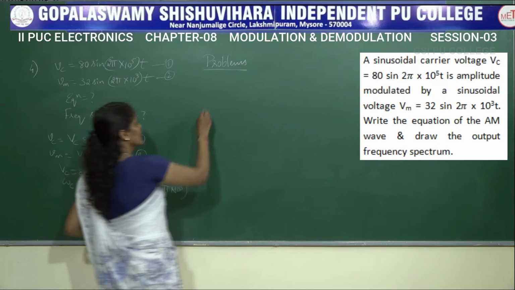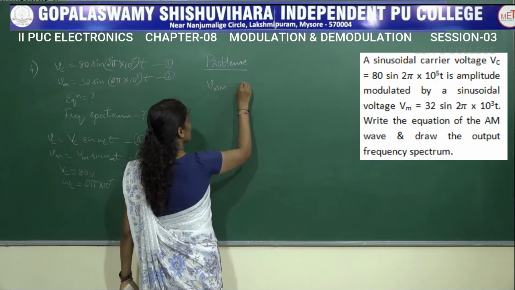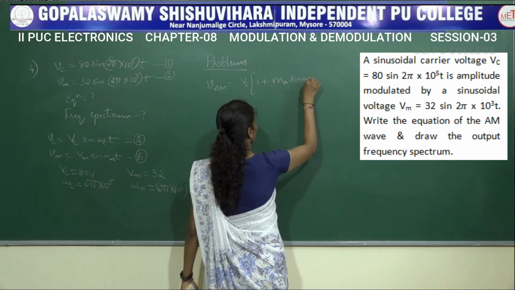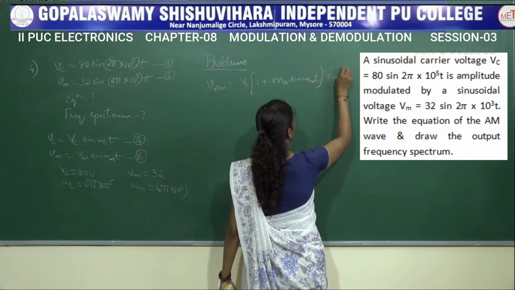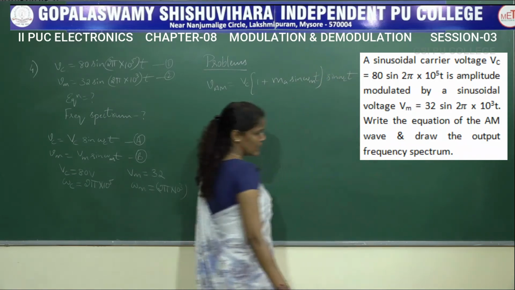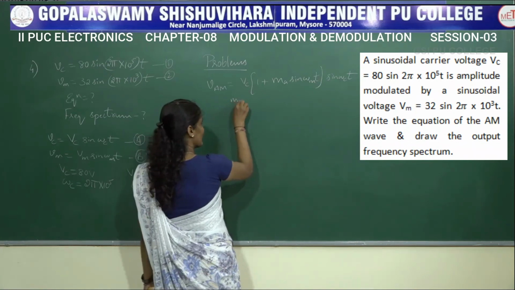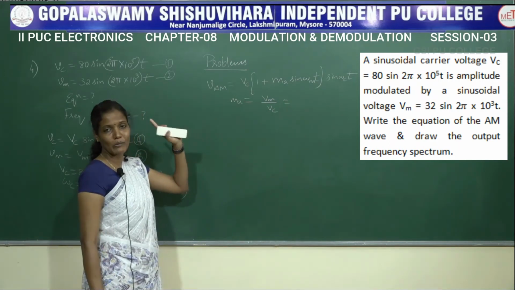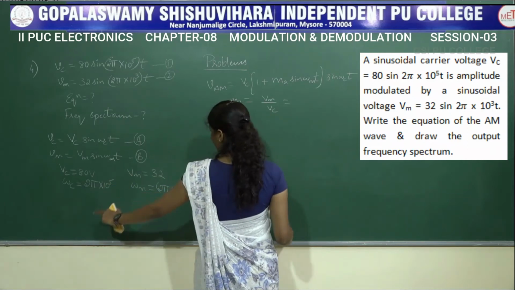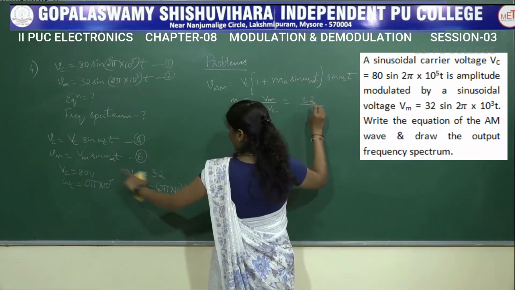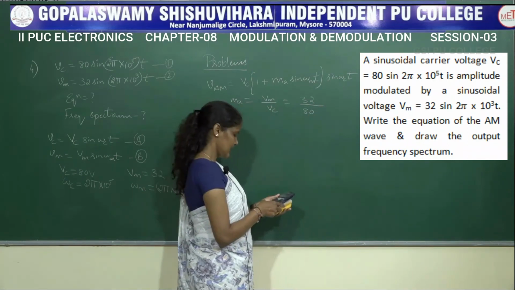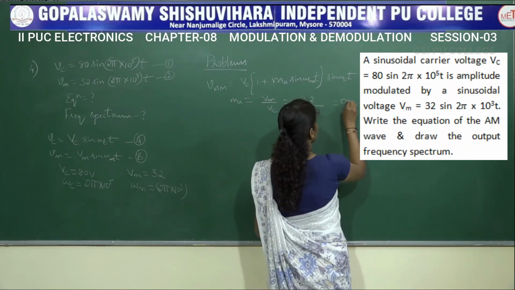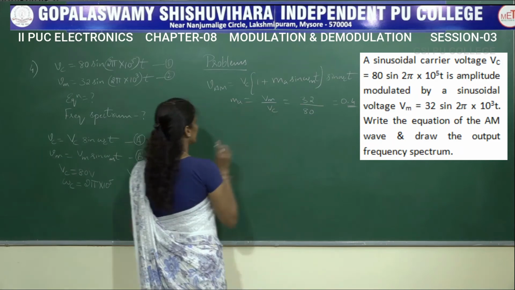The equation is Vam equals Vc of 1 plus Ma sin omega m t, into sin omega c t. We don't know the value of Ma, so let us calculate that first. Ma equals Vm divided by Vc. Problems are very simple, only thing is you have to remember this formula. Vm is 32, Vc is 80, so 32 divided by 80 gives me 0.4. No unit for that, so leave it as it is.